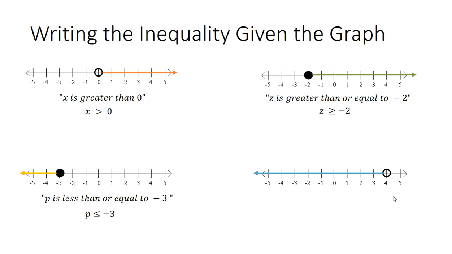So that's how we would represent that graph as an inequality. And then last, we have an open circle at 4, which means that it's either going to be less than or greater than. And look at how the graph is shaded in. It's everything less than 4, not including the 4. So w, I just picked a variable, w is less than 4. So to write that as an inequality, it would be w less than 4.